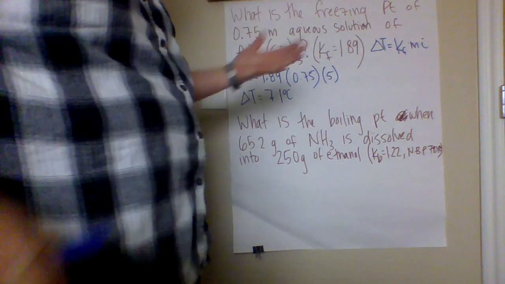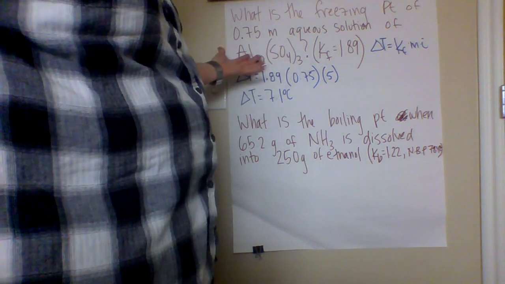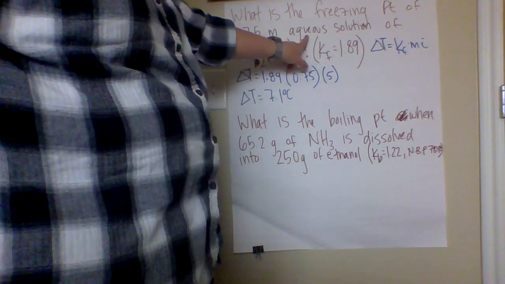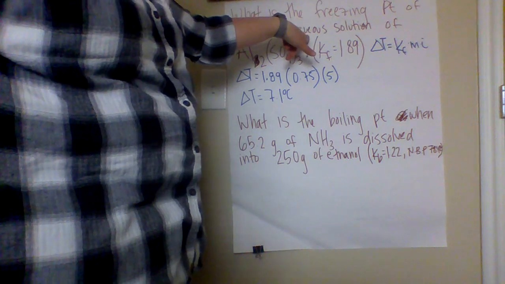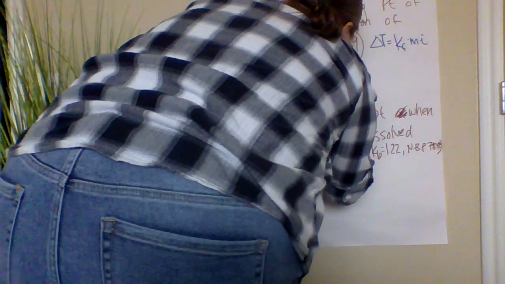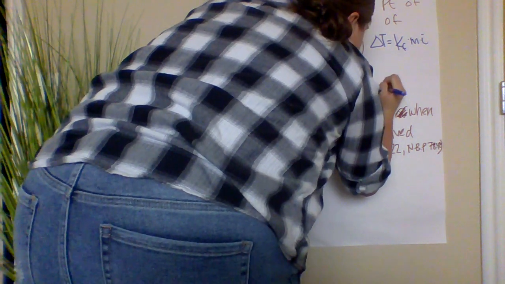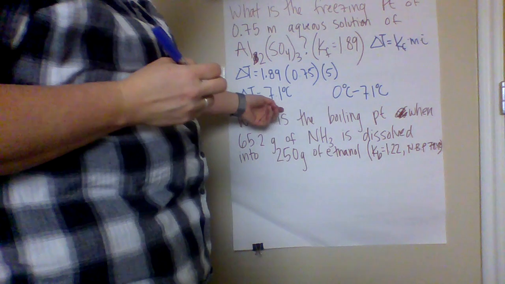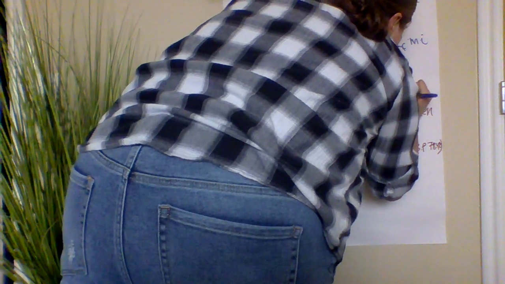So we need the normal freezing point of this. And the trick here is recognizing that aqueous means this is in water, and the normal freezing point of water is 0. So I'm going to take the normal freezing point of water, 0, minus the change in temperature I just calculated. So I'm going to get a new freezing point of negative 7.1 degrees Celsius. Okay, so that's the first problem.